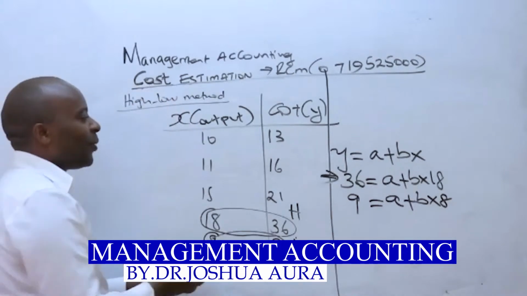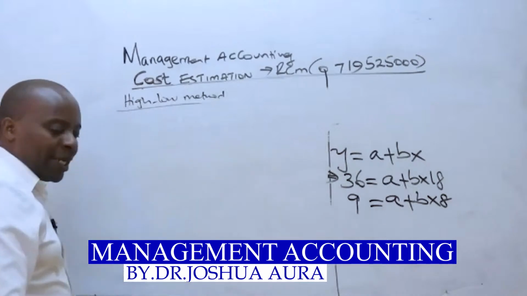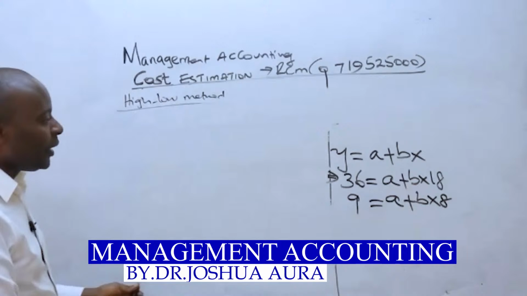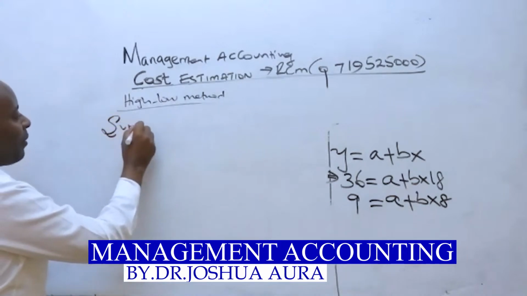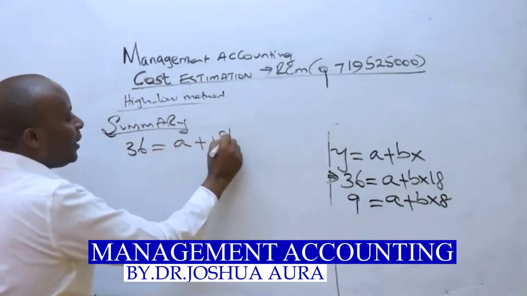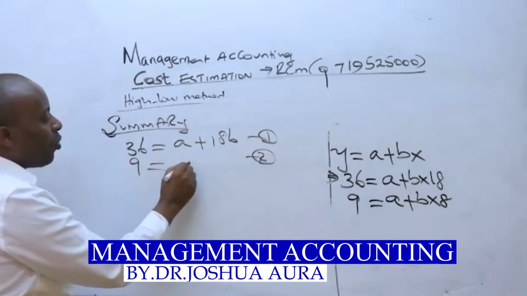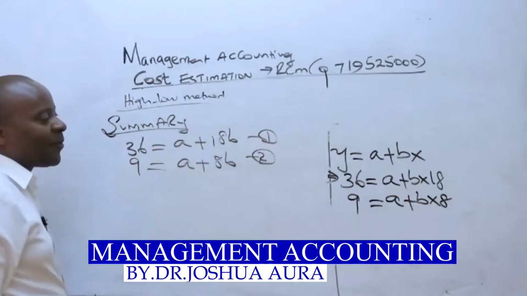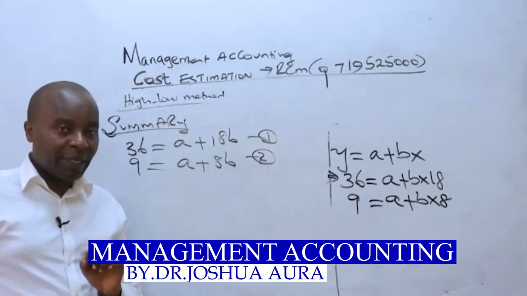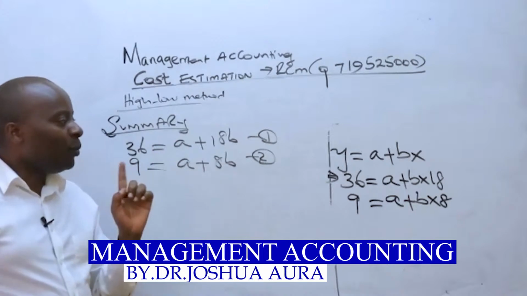Now look at this. This is the most interesting thing. So ladies and gentlemen, I'll go to the next level where basically I need to rewrite this mathematically. So in this case here, my summary is 36 equals A plus 18B. Equation number 1. Equation number 2, we have 9 equals A plus 8B, like that, because there is no way you can ever write a letter before a number. This is mathematics, and in mathematics, numbers take precedence. Numbers have to be captured first.